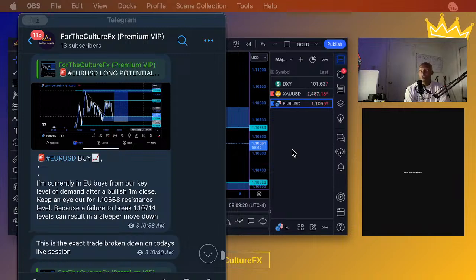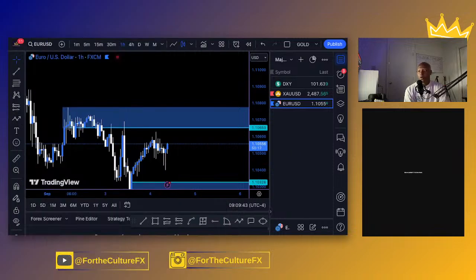So the entry that you're seeing, I said after that, I'm currently in EU buys from our key level of demand after a bullish 1 minute close. Keep an eye out for the 1.10668 level of resistance, because a failure to break 1.10714 levels can result in a steeper move down. So what the heck am I talking about? Okay, I got you. I'm going to show you. Let's go back to TradingView.